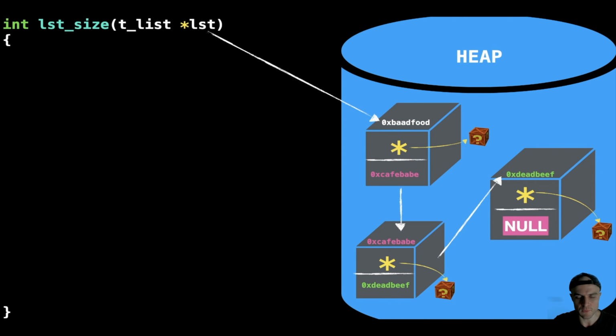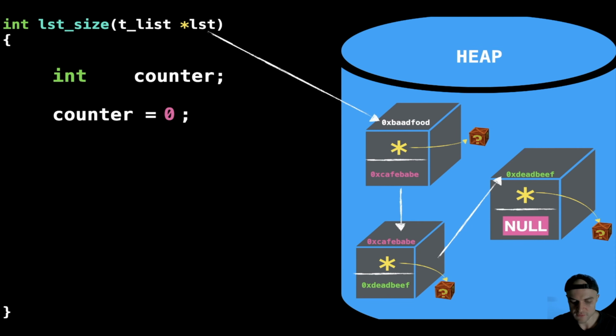Essentially, like an array, we just have to use an auxiliary variable, which is current, like the index for arrays. So let's see what is going on here. I'm going to declare a counter or a size, call it as you want, and counter is equal to 0. Always remember to initialize the variables.